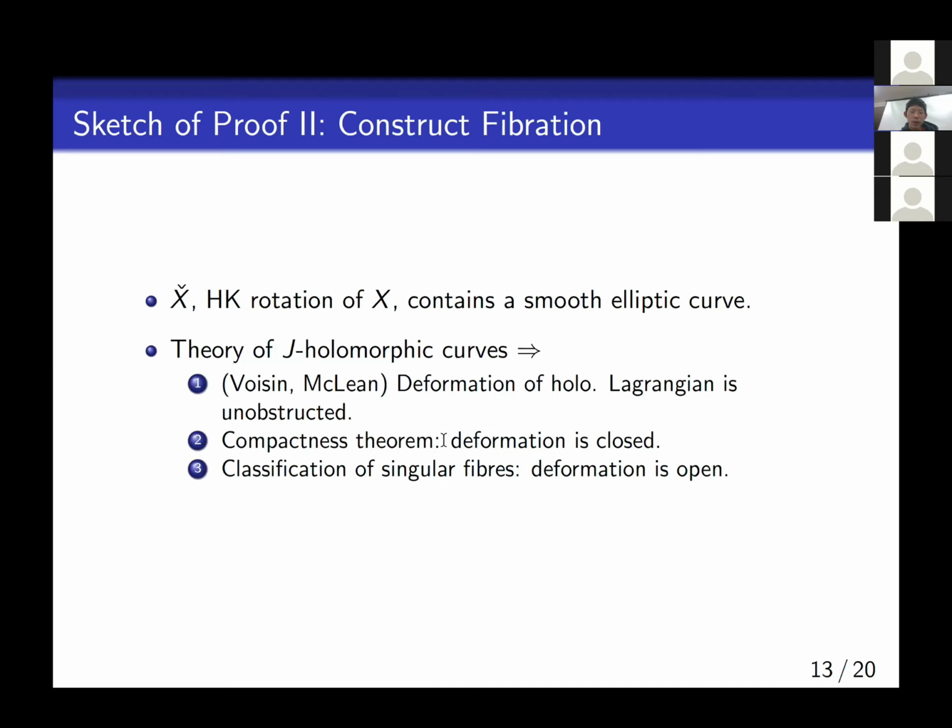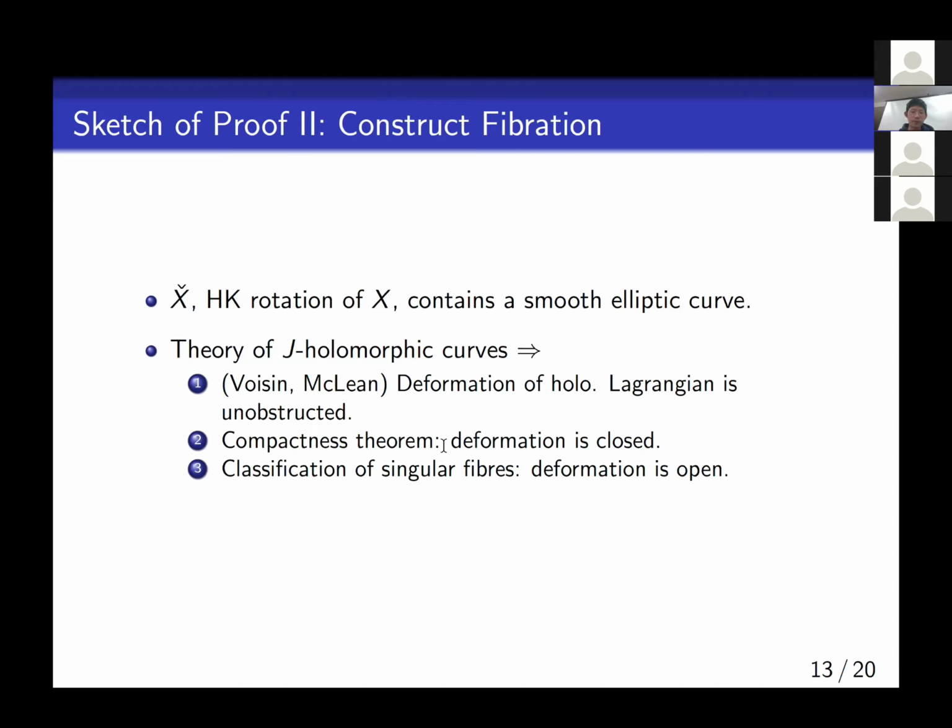So what we prove is that if we have a sequence of holomorphic curves passing through a fixed compact set, then it cannot escape to infinity. And that will help you to say that the deformation of this starting elliptic curve is closed. And if I want a fibration structure, all I have to do is to say that the deformation is open. From the theory of J holomorphic curves and the compactness theorem, we'll be able to tell what kind of bubbling can occur.